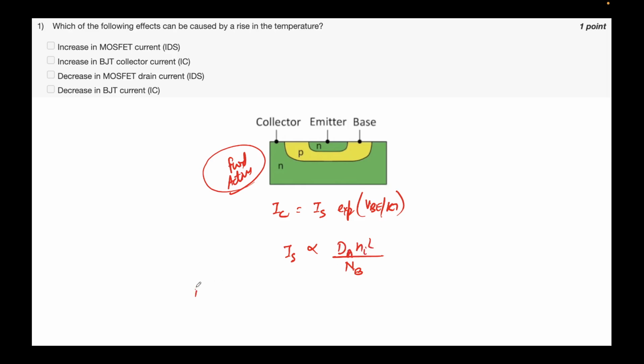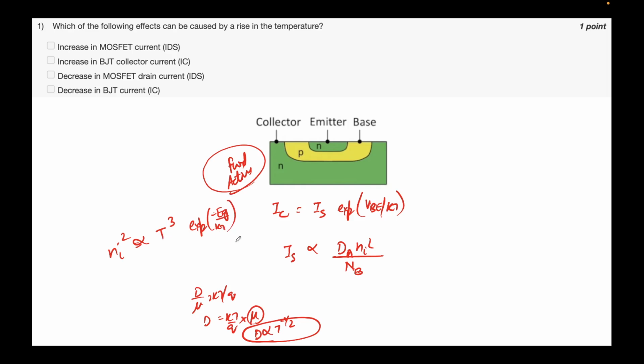How does the diffusion constant depend on temperature? We know D by mu equals kT by q, right? So D is equal to kT by q times mu, and mu, we have seen that if you are operating above room temperature, reduces as T to the power 3 by 2. So essentially we can say that D goes as T to the power minus half. That's the first term, the diffusion constant. What about Ni squared? If you recall, in the second or third session, we talked about Ni square being T cube times exponent of minus Eg by kT.